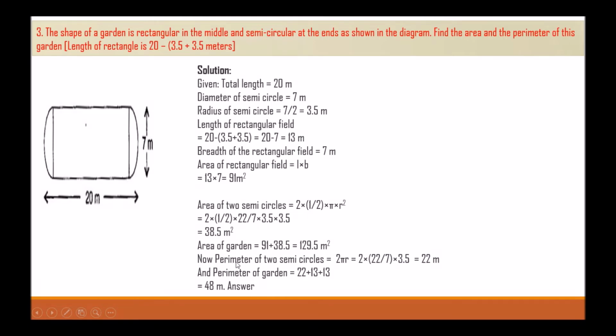Now perimeter of two semicircles equals 2 pi r, that is 2 into 22 upon 7 into 3.5. So we will get 22 meter. And perimeter of garden equals 22 plus 13 plus 13. So we will get 48 meter as the perimeter of the garden.